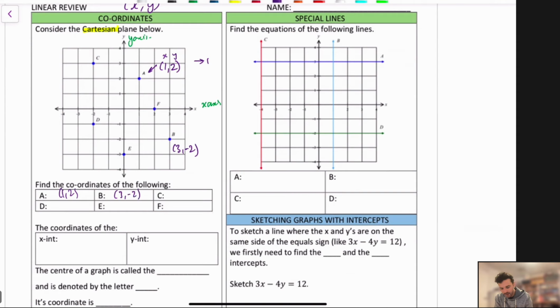C, it's going negative 2 for the x and then positive 3 for the y. D, it's going negative 2, negative 1. E, it's 0 for the x, so it's not going across at all, it just stays there. And then it goes down 3, so negative 3. F is 2 across and then 0 up.